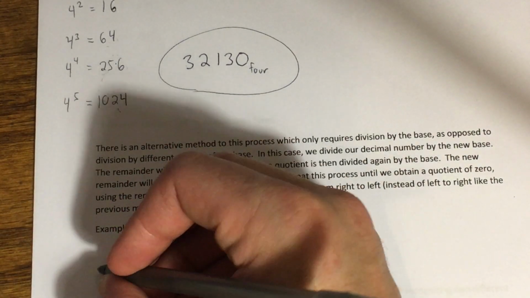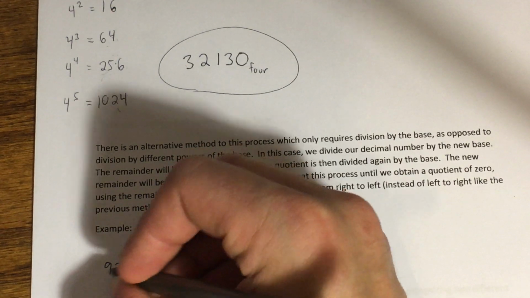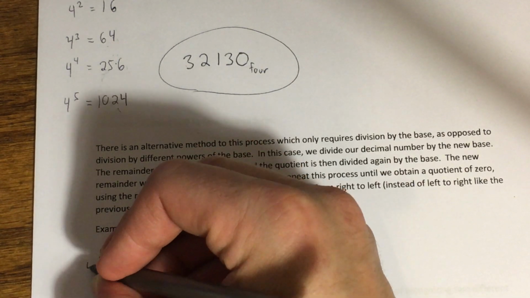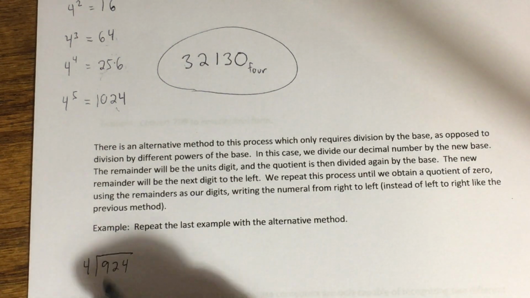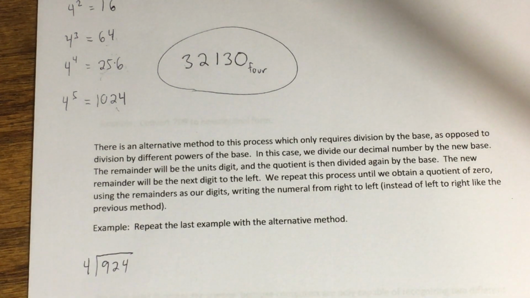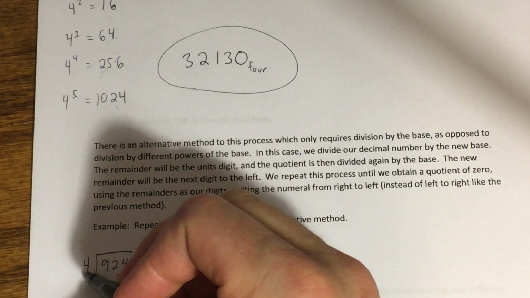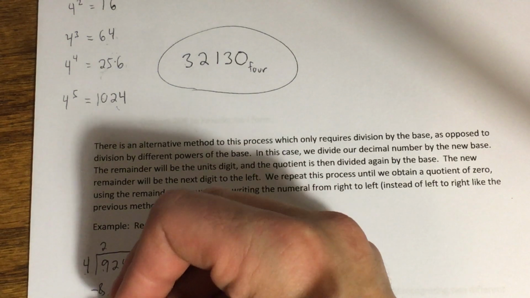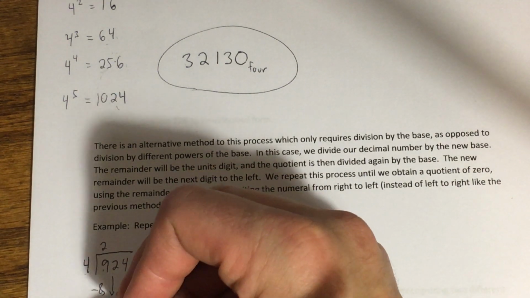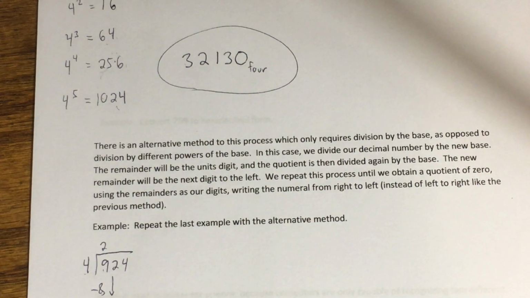So if I take 924 and I divide that by 4, okay? 4 is a smaller divisor. The division takes a little bit longer, but the steps are easier in general, so there's kind of a trade-off. 4 goes into 9 twice. That gives me an 8. I subtract, giving me a 1. Bring down my digit of 2. That gives me a 12.